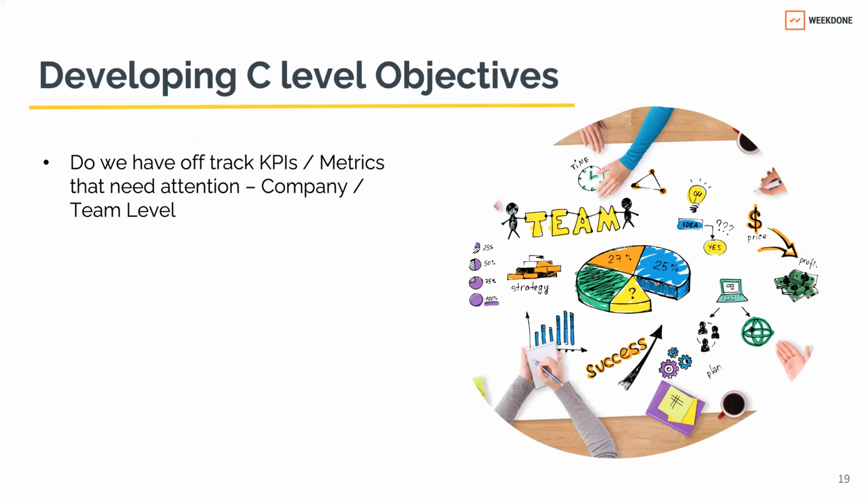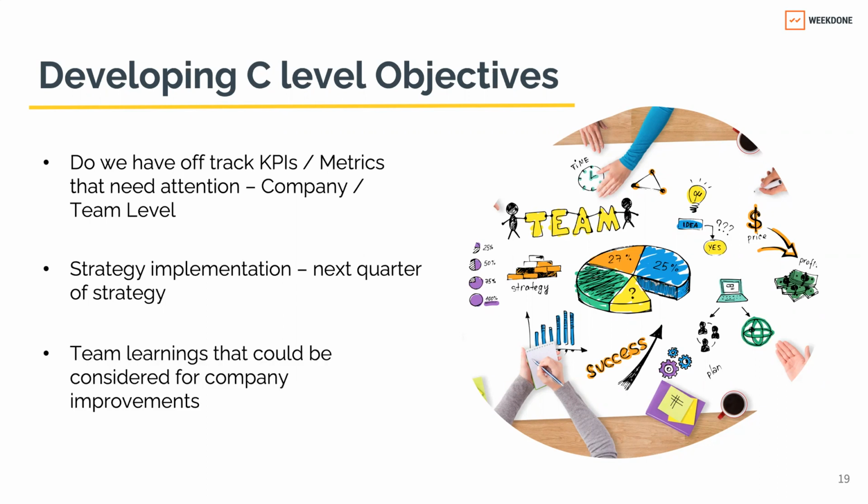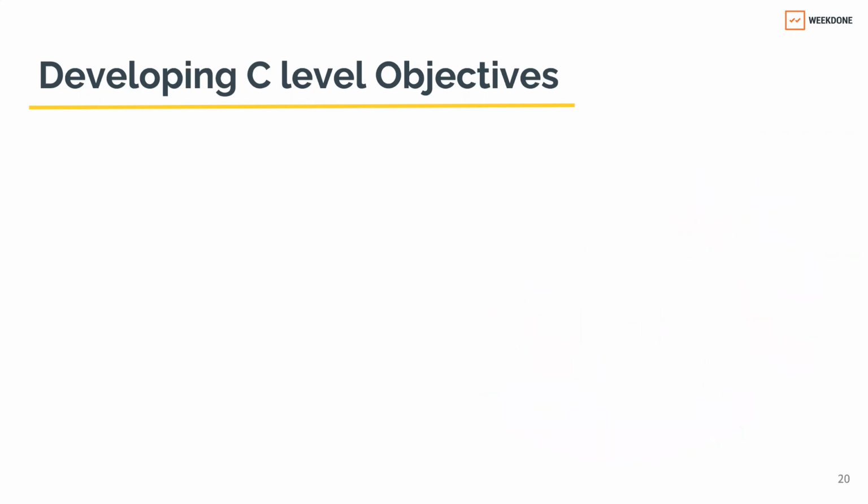it could be KPIs off track, metrics that need attention at the company or even the team level. You might find that some team level KPIs are dropping off and it needs help of other teams, or it needs a bigger push from the company level overall. Strategy, what's the next quarter of the strategy movement? Team learnings that could be considered for company improvements. Could be, we found this new market, as I mentioned before.